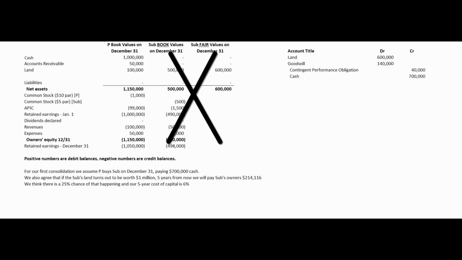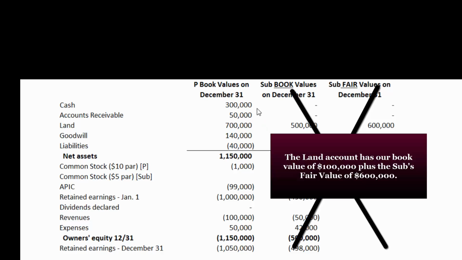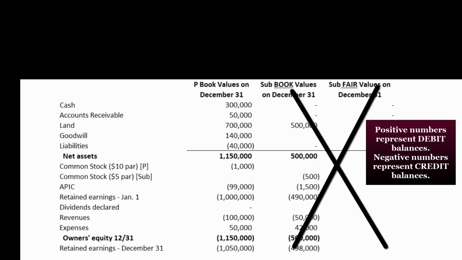And what does their balance sheet look like now? Well, cash is down by $700,000. We've now added some land on our books. We had $100,000 before. We add this $600,000. Now have this intangible asset, goodwill, $140,000, and this contingent liability for $40,000. And please note that there's this convention. When we list a trial balance or an adjusted trial balance in one column, positive numbers represent debit balances and negative numbers represent credit balances. That's going to take a little getting used to, but it's really handy.